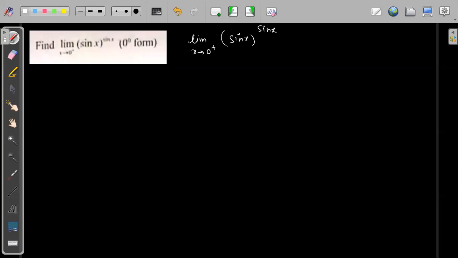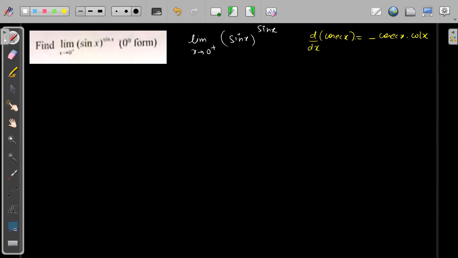Limit tends to 0 plus, because otherwise log won't be defined. For 0 minus, log won't be defined. That is why it is given as 0 plus. Yes, very good, 1 was the correct answer. If you do not know the differentiation for this one, you require the differentiation of cosec x. So d by dx of cosec x is simply minus cosec x into cot x. You have to use this form. This is sin x to the power sin x. I have written it is sin x to the power sin x. Yes, 1. Okay, very good.